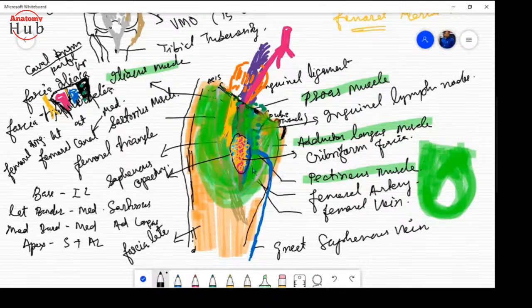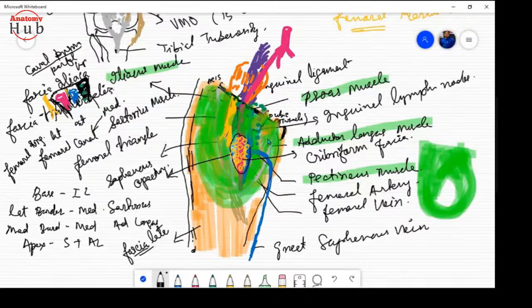And how does this saphenous opening form? The saphenous opening is the deficiency of the fascia lata at the medial compartment of the thigh, right? Where the great saphenous vein enters and drains into the femoral vein, right? So this is the roof of your femoral triangle.